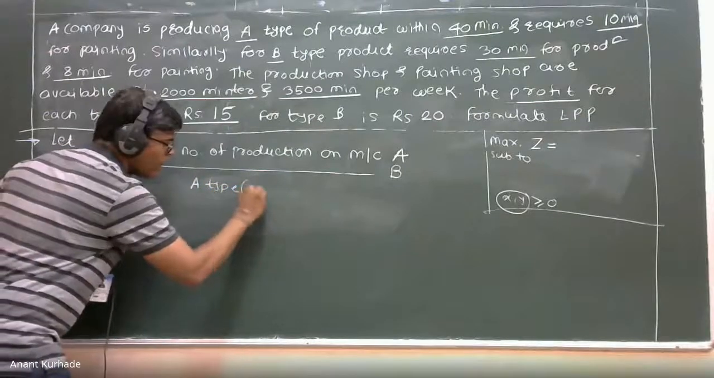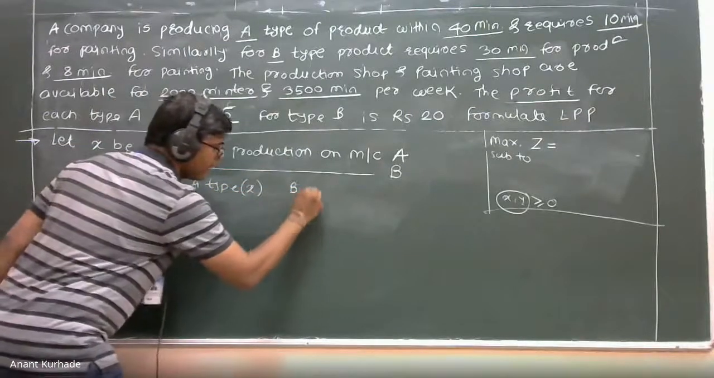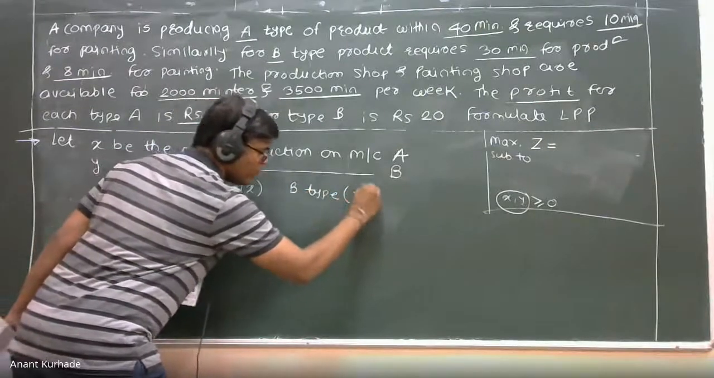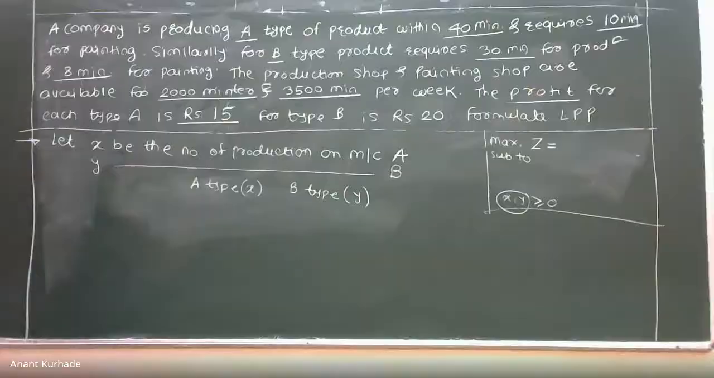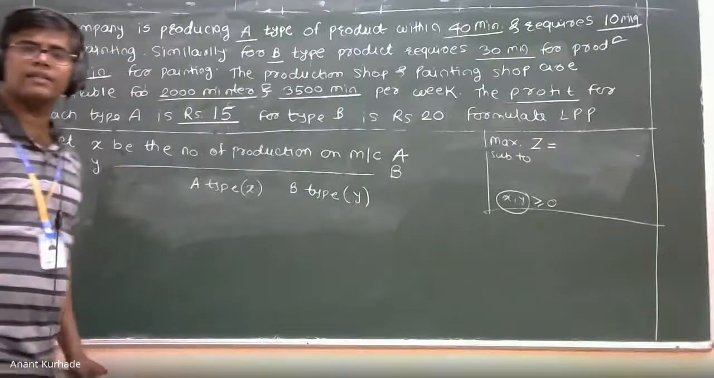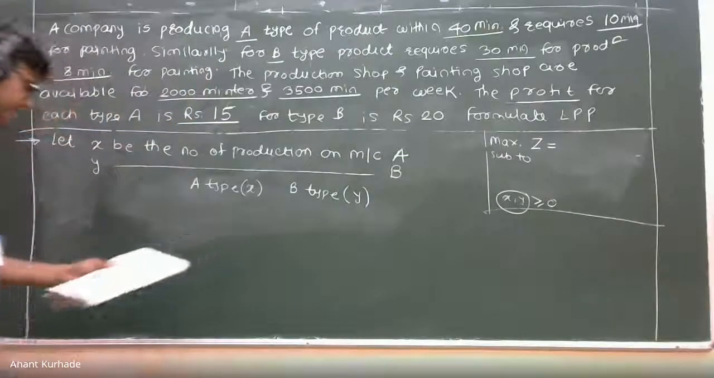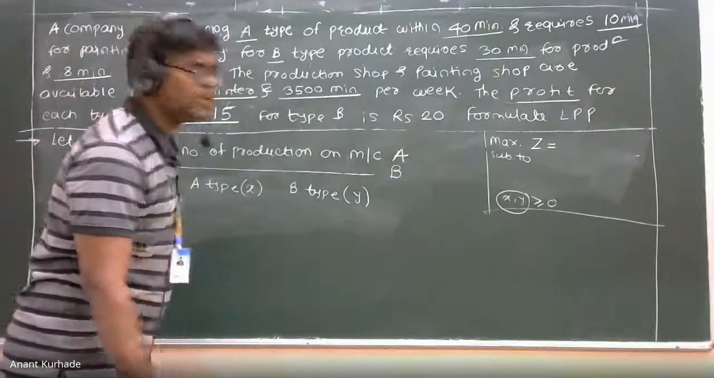Hello? How many operations are there? Kirti Patil is there. How many operations are there? Yes sir, two operations are there. Tell me, which are those two operations? First, production and painting. Means one is production and one is painting.